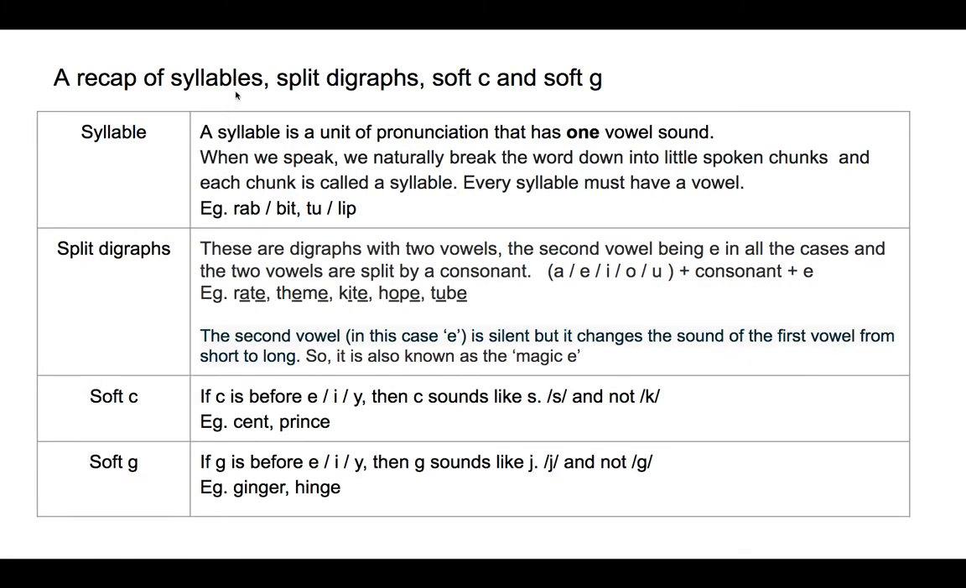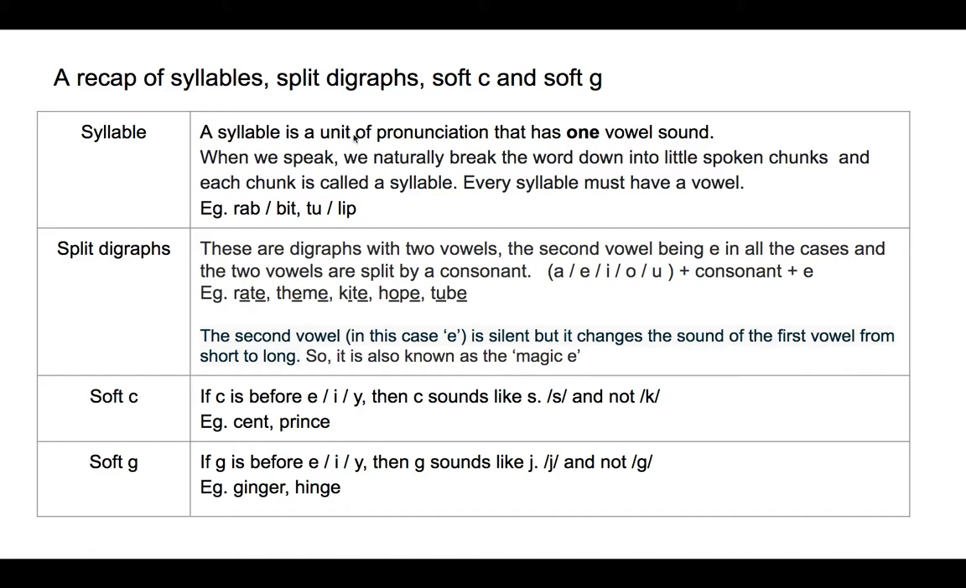Now let us see a recap of what is a syllable, what is a split digraph, and what is soft C and soft G in order to understand the concepts that we are going to discuss in the next slide. We have seen all of these in the previous videos, but it is essential that we have a recap of it now so that we will understand the next concept in a better way.